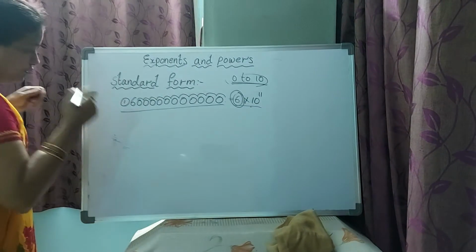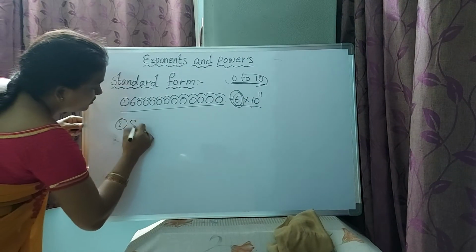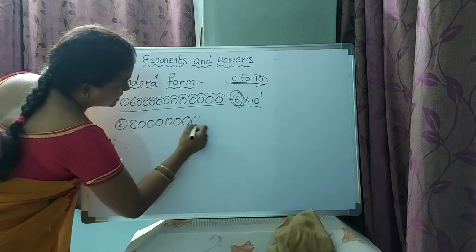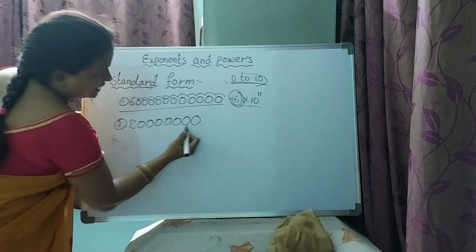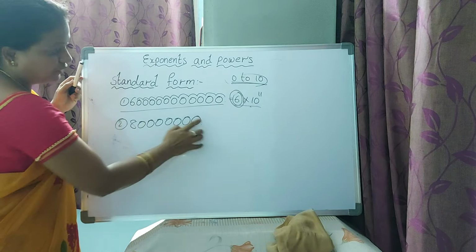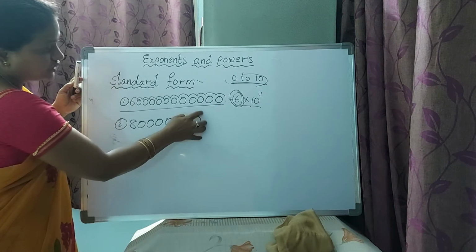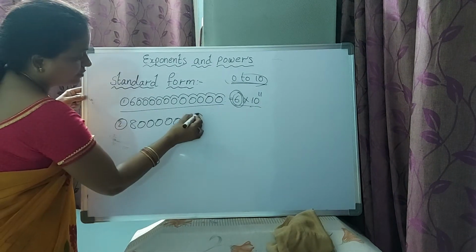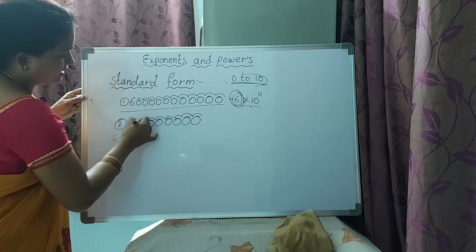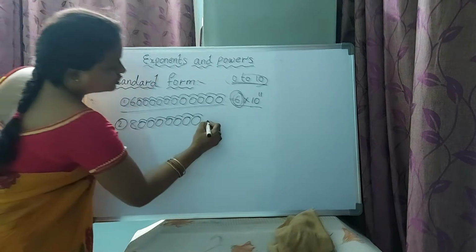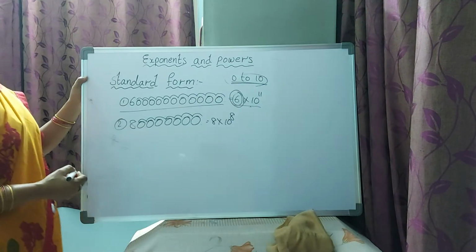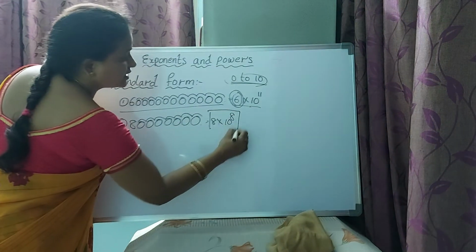See, one more example you see. 8, 1, 2, 3, 4, 5, 6, 7. See, the point is not there. Just for normal numbers, we have to keep it at the last, no? That's why it jumps. How many times? 1, 2, 3, 4, 5, 6, 7. So 8 into 10 to the power of 7. This is the standard form for this number.